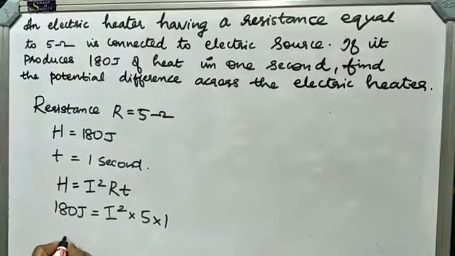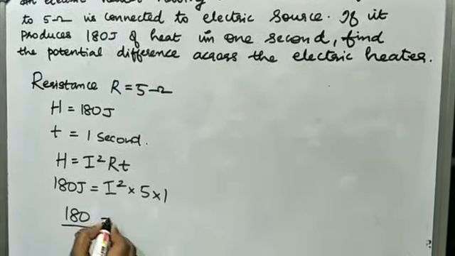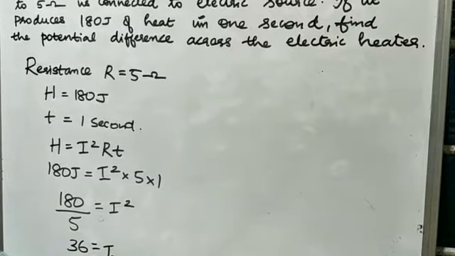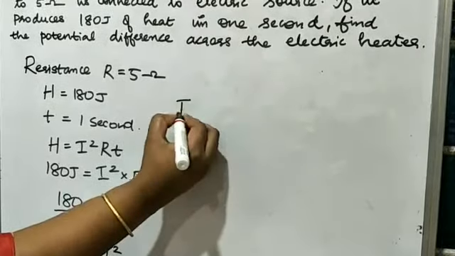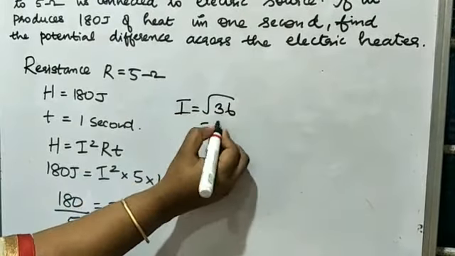So you can get 180 divided by 5, 5 into 1 is 5, is equal to I square. So 180 by 5 will give you 36. So 36 is equal to I square. So what is I value? Root of 36, that is 6 ampere. So we got the value for current I.